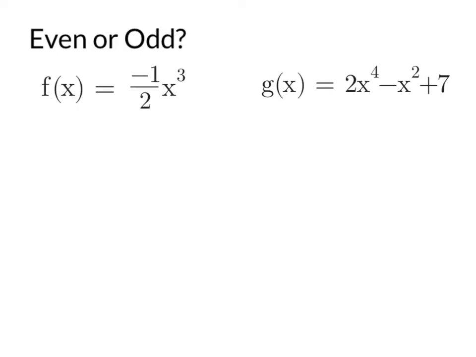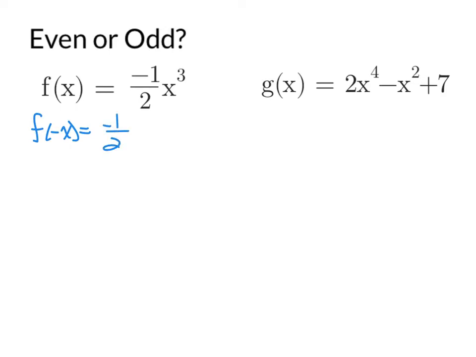Right here I have two functions, an even function and an odd function. I'm sure that if you look closely and had to guess, you would probably guess correctly which one's even and which one's odd. But I want to use them to go through the process of how we verify that something is even or odd. And it comes down to plugging in negative x. So taking a look at f of negative x.